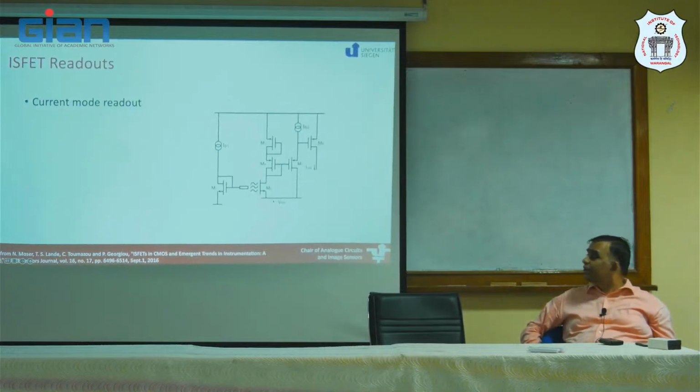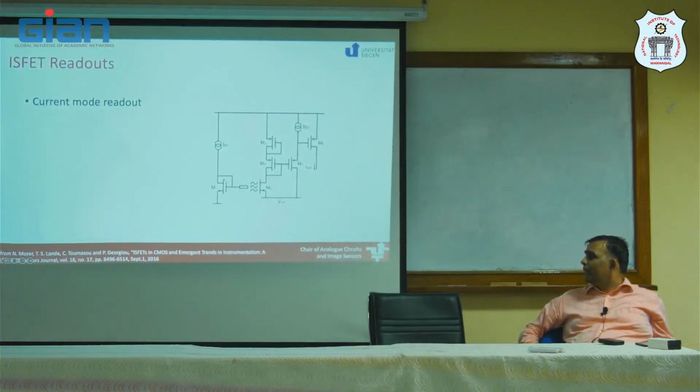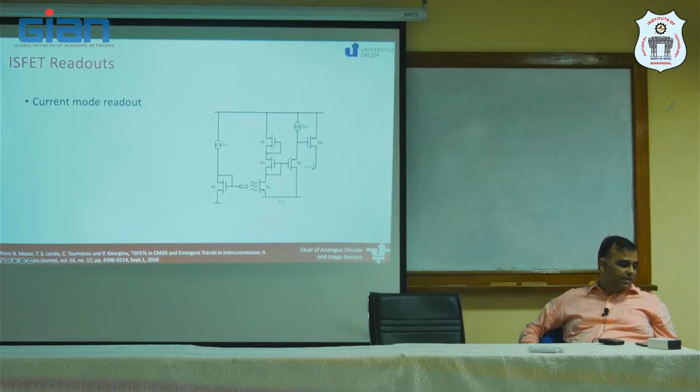You can do a current mode readout, and the current mode readout is not terribly different. Now you have got your SFET forming a current mirror with another transistor. The current mirror then gets copied, and then we copy on the other side, and we get I out as the current mirror.